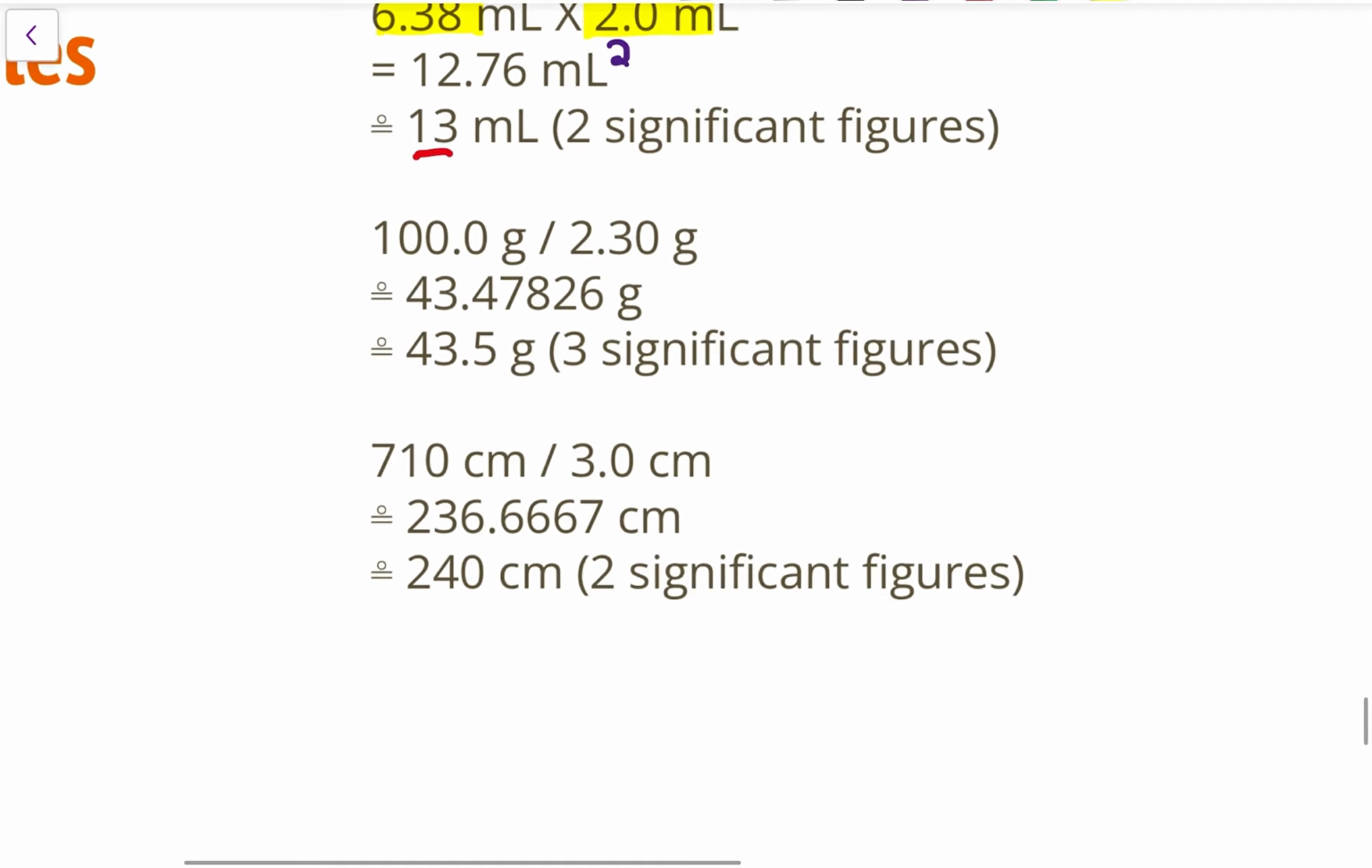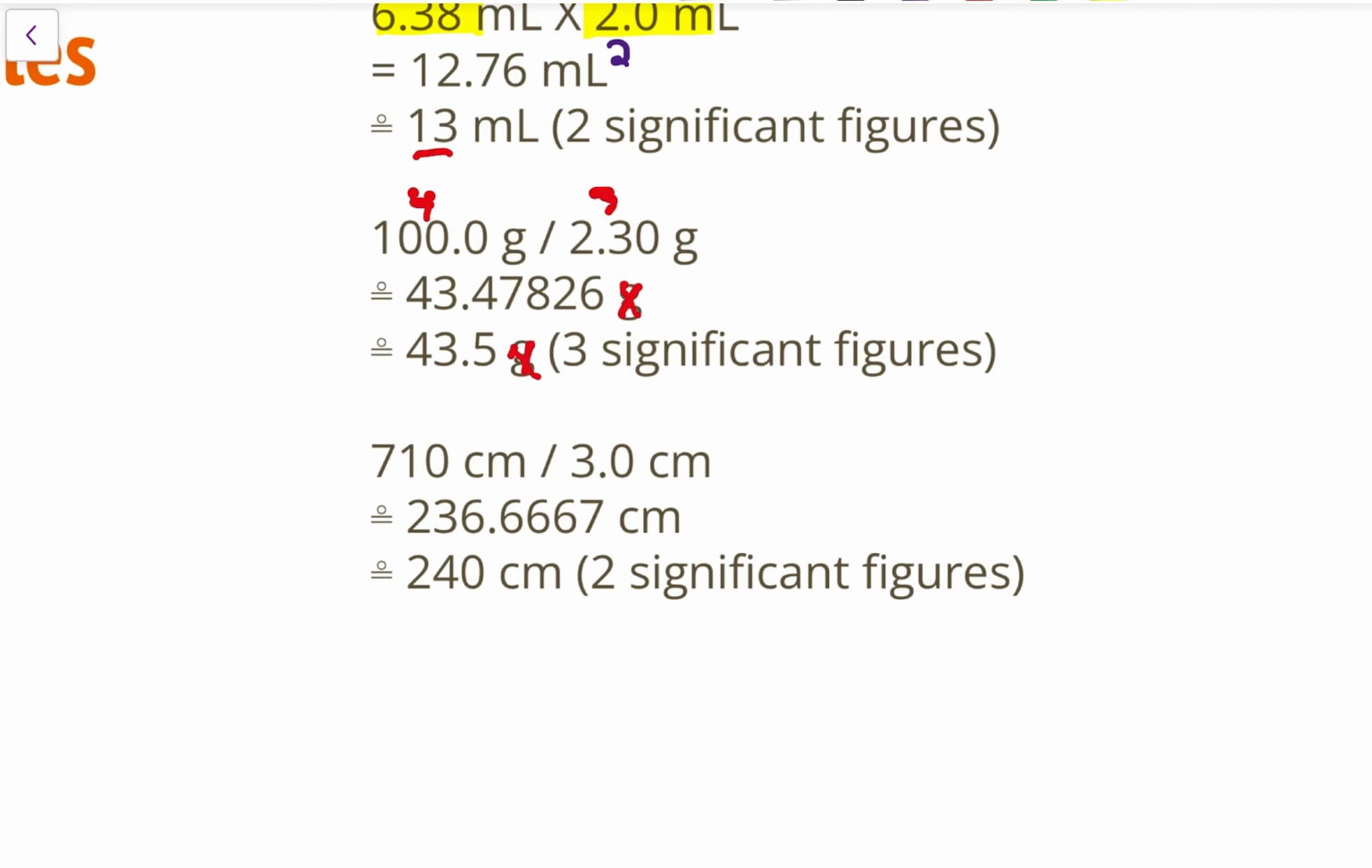Next example, 100.0, how many digits is that? Divided by 2.30, how many digits is that? Again, I borrowed this and I didn't proofread it well enough. The grams would cancel. If we take 100 grams and divide by 2.3 grams, the calculator is going to say 43.47826, but we need to now consider the number of digits. This is a 4-digit number. This is a 3-digit number. So rounding that back to 3 digits becomes 43.5.